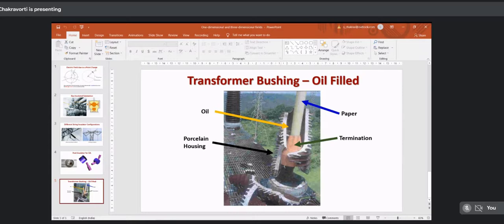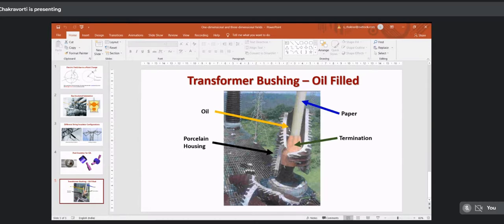Now, here you can see there is a porcelain housing, which is just a part of the bushing, which covers the entire internal thing so that atmospheric air, atmospheric pollution, etc. doesn't affect it. Then at the center, you have the paper insulation, which is cylindrical, and there is a conductor running coaxially with this paper, and that conductor and paper insulation arrangement goes into the tank. And in between the porcelain housing and that paper insulation, there is a gap, and we fill oil here.